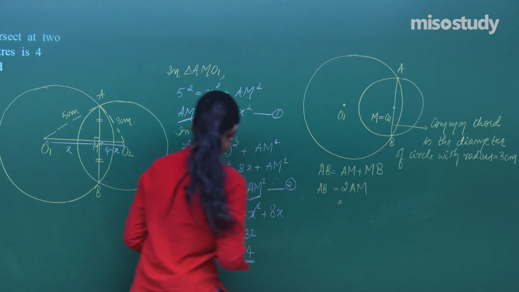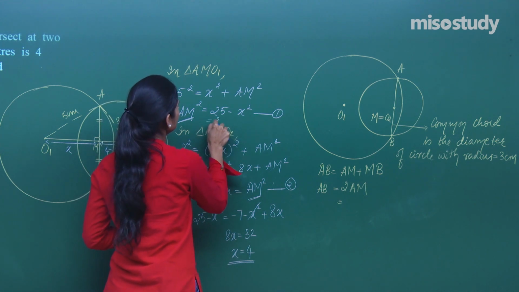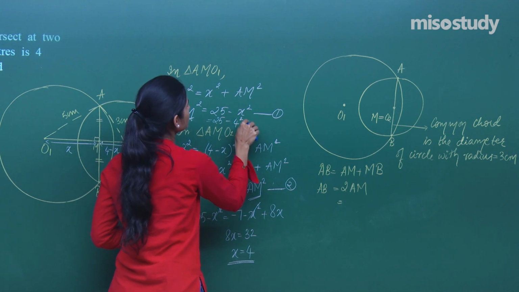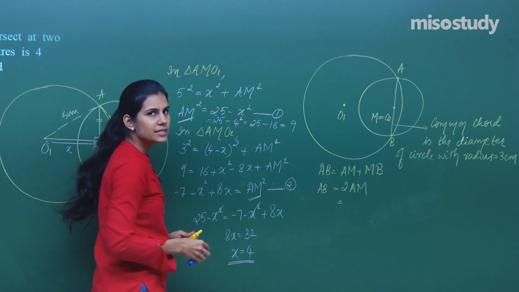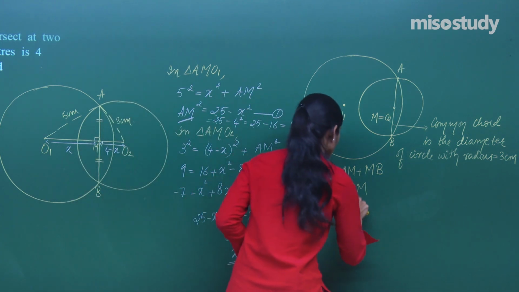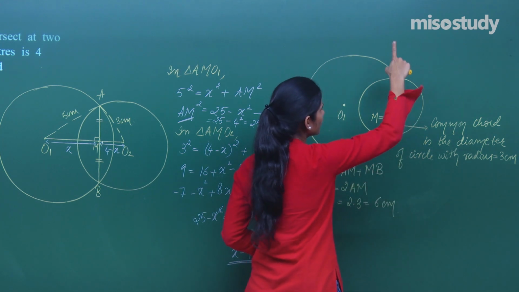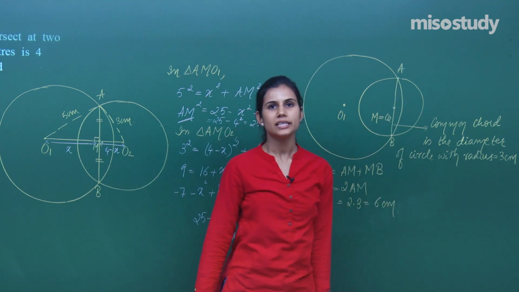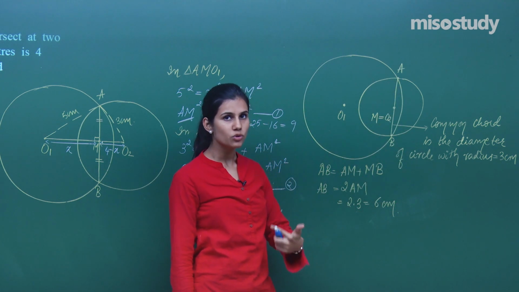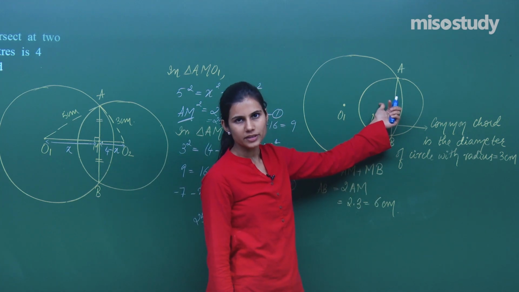But what is AM? If X is 4, AM is root of 25 minus 4 square, which is 25 minus 16, which is 9, so AM is 3. So you get 2 into 3, which is 6 centimeters. The length of the common chord is 6 centimeters, or I can say the length of the diameter of the second circle is 6 centimeter, which also is a verification of the radius. It is giving you the radius of the second circle.